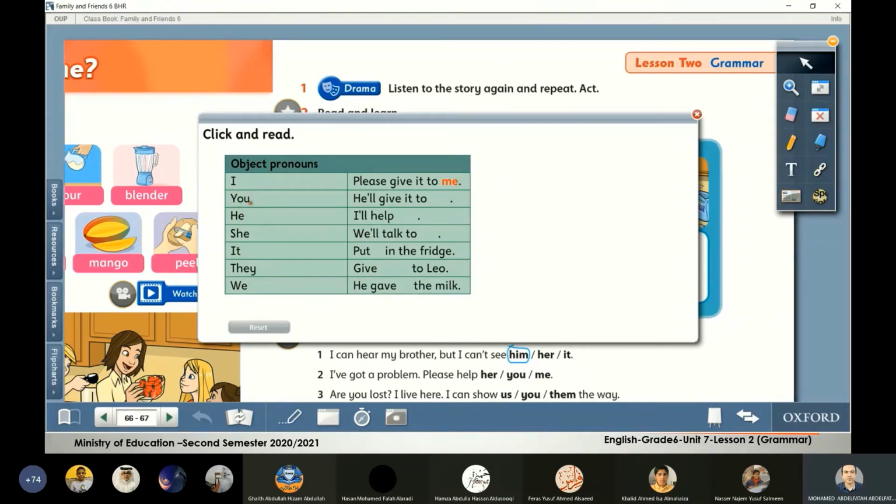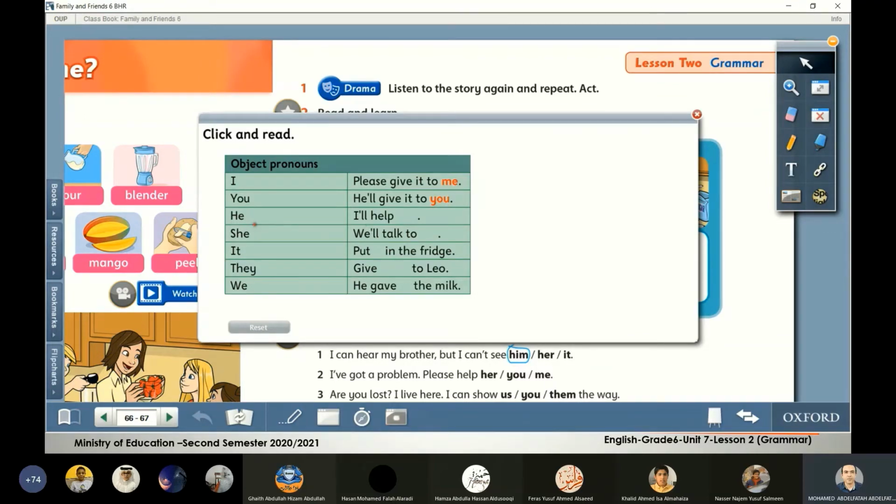Number 2. The subject pronoun you. We need the equivalent object pronoun. He'll give it to you. It is still you. Yeah, still you. Bravo, right. All students, you have to participate. You should participate doing this activity. Not only one student, all students.